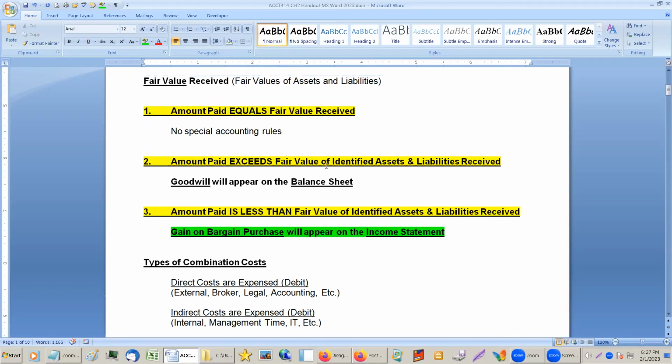Now, this is really strange. And I believe this is the only thing in US accounting anyways, where you can actually book a gain on a purchase. Usually if you have a gain, it's on a sale. You buy something and you sell it. When you sell it, you'll have a gain. That's when you recognize the gain, whenever you sell it.